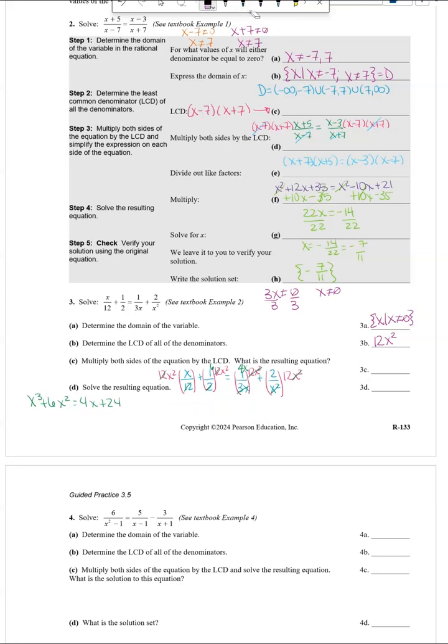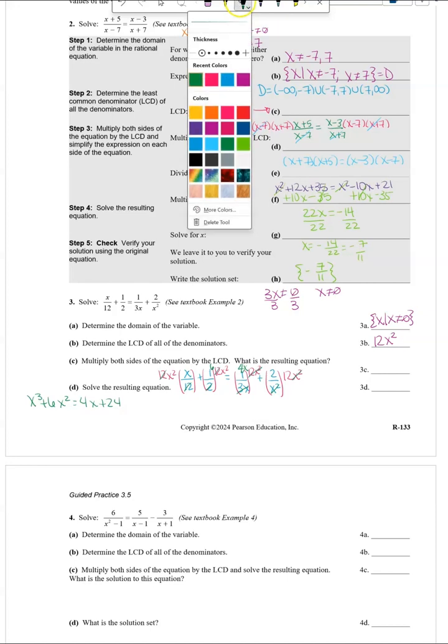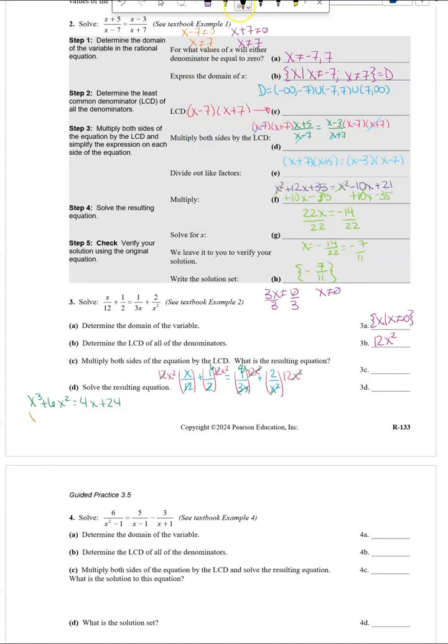Okay. So now we want to get this in descending order, so we will move our 4x and our 24 over. So that's going to be x cubed plus 6x squared minus 4x minus 24 equals 0. And there's our equation for C. And then now we just solve.